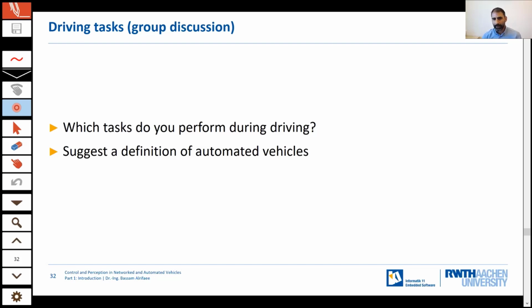If you're not a driver or you don't have a driving license and never took the steering, just think of a situation where you are the co-driver sitting in the front seat, and think what the driver does to drive. And I would like you to suggest a definition of automated vehicles. What you do during driving and what you would like to be replaced by a computer is more or less the automation of vehicles, and I would like you to suggest a definition of automated vehicles.